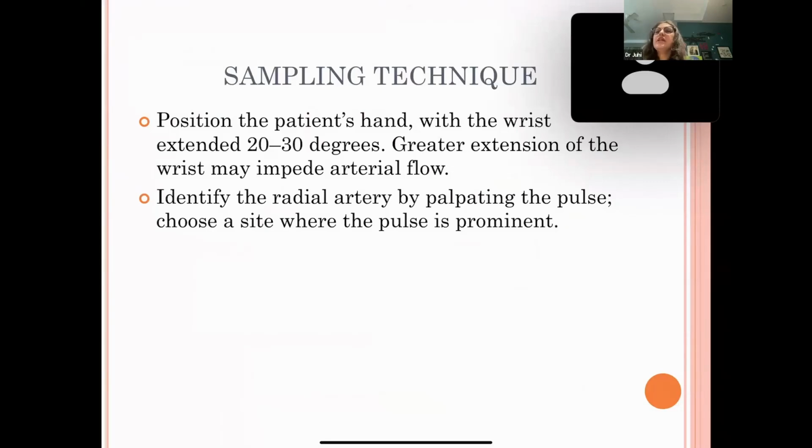Sampling technique: position the patient's hand with the wrist extended 20 to 30 degrees. Greater extension of the wrist may impede the arterial flow.